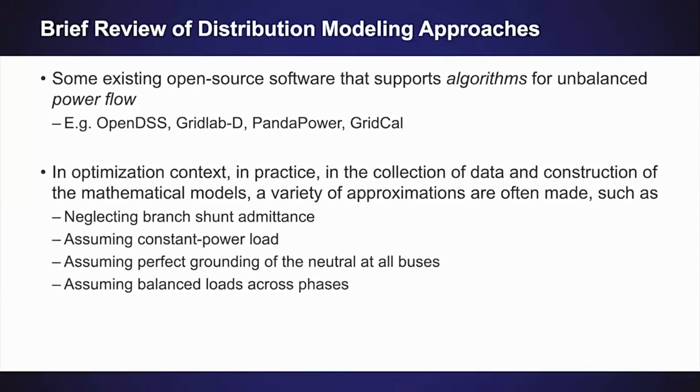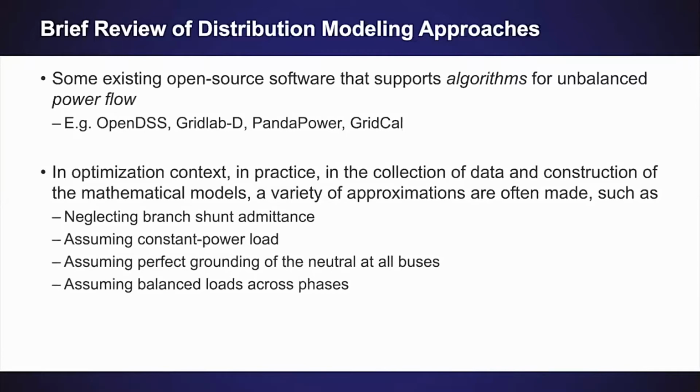In terms of the recent state of distribution optimization, in practice, in the collection of data and construction of mathematical models, a variety of approximations are often made, such as neglecting branch shunt admittance, assuming constant power load models, assuming perfect grounding of the neutral at all buses, or even going as far as to assume balanced loads across all phases.